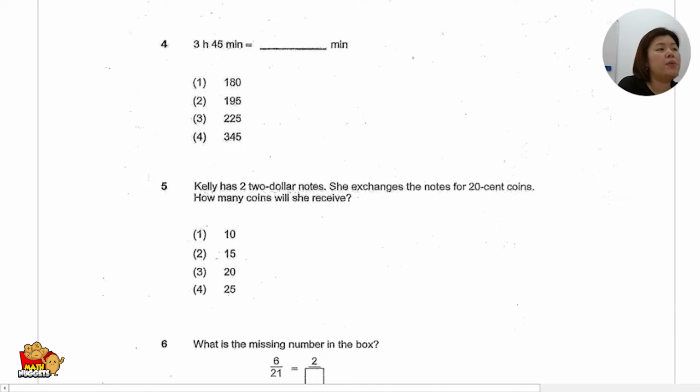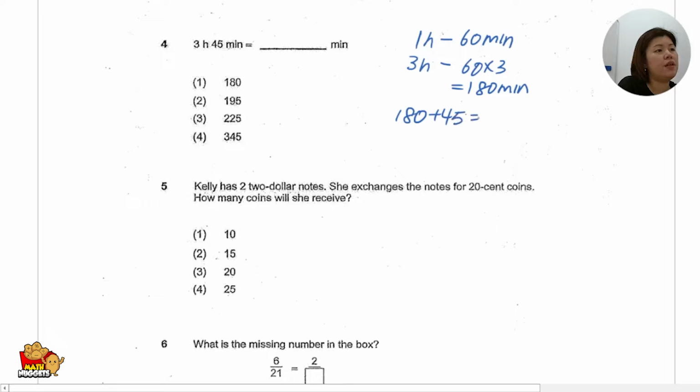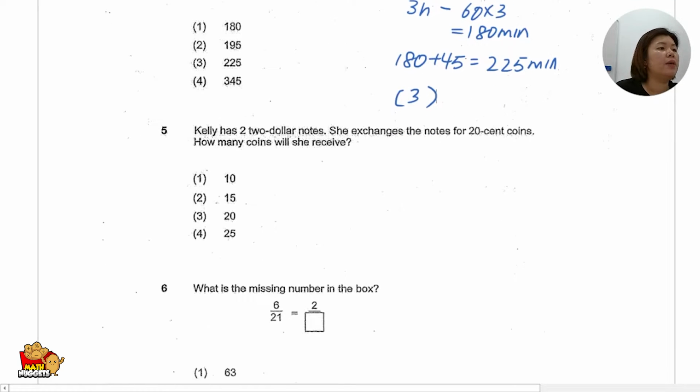Okay, let's move on. What is 3 hours and 45 minutes in minutes? So 1 hour is 60 minutes. So 3 hours is 60 times 3, which gives you 180 minutes. So 180 plus 45, you will get 225 minutes. Answer number 3.